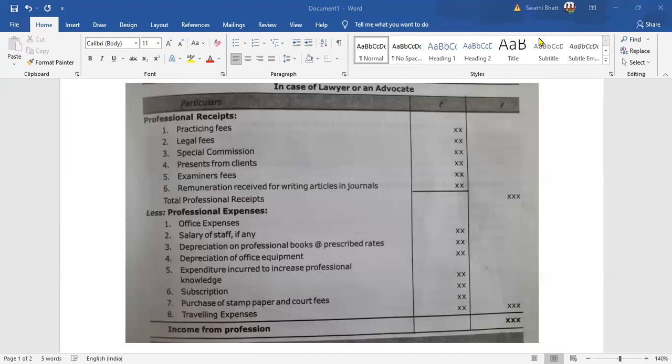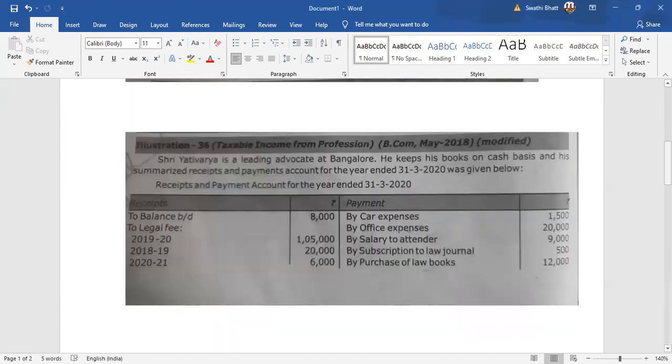This is a format which you will have to follow. Now we'll have a look at the question and try solving it. This was asked in the May 2018 BCom question paper. Here, you will be given a receipt and payment account. The only thing you have to do is pick items from it, only those items which are related to the profession of a lawyer.